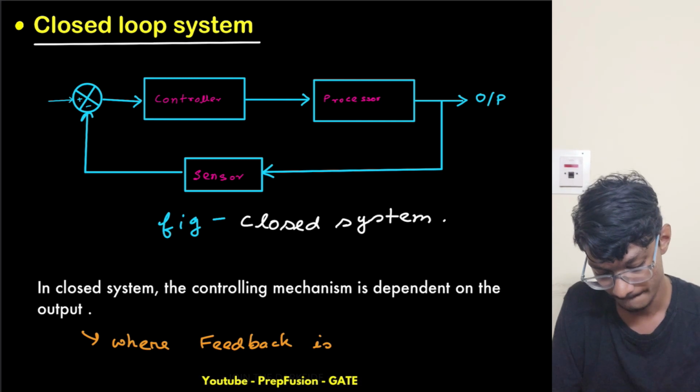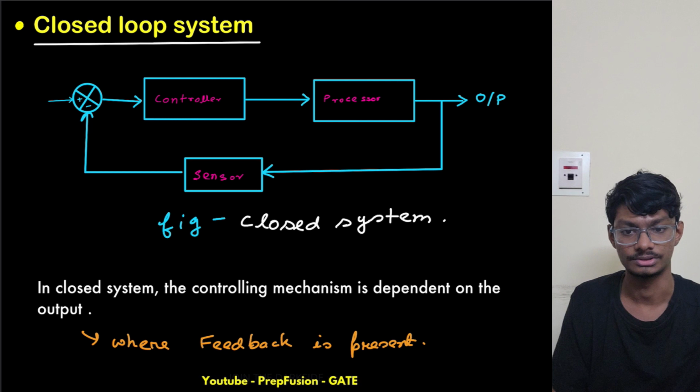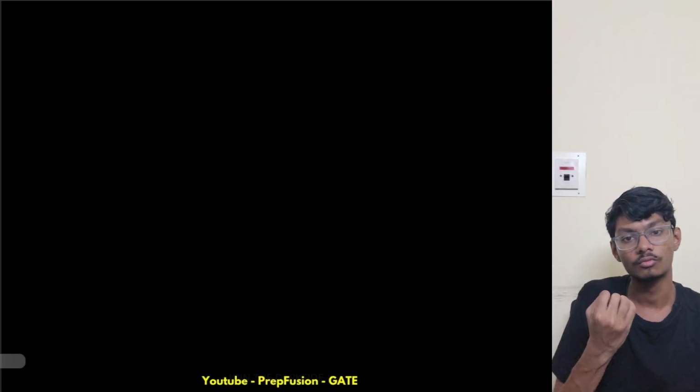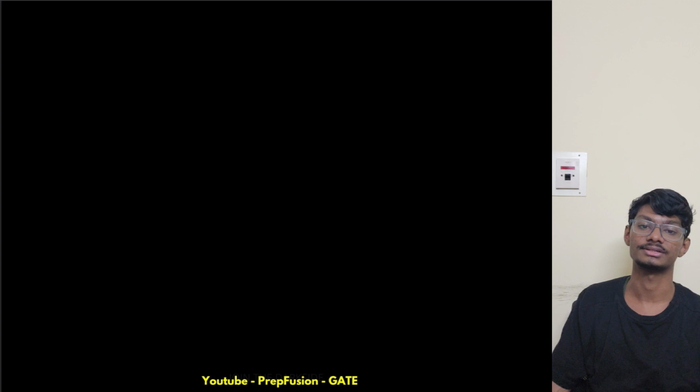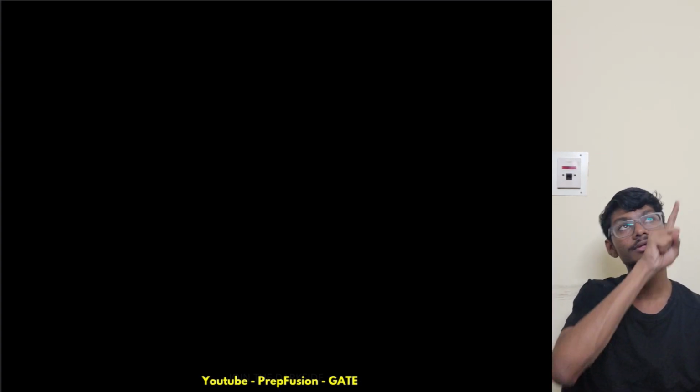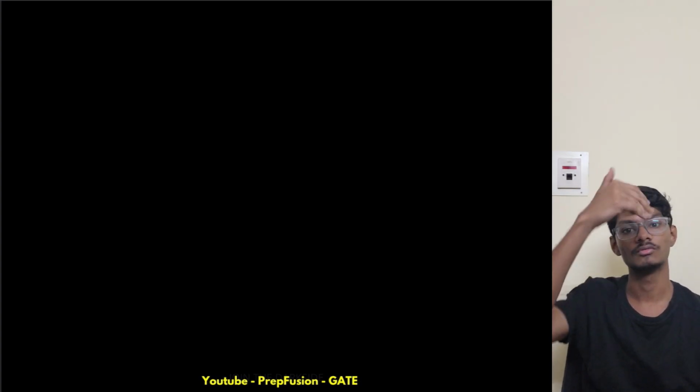Where feedback is present. So what do you mean by feedback? Feedback is a process of measuring variables that need to be regulated so that corrective action can be taken. So what is the measuring variable here? The measuring variable is the fan speed, or you can say the wind, that is the amount of wind that is coming.